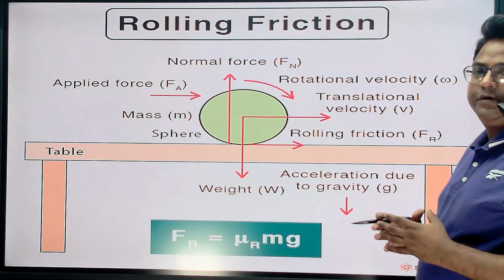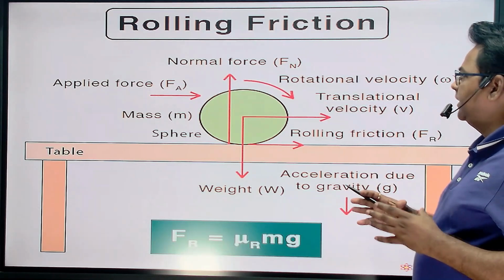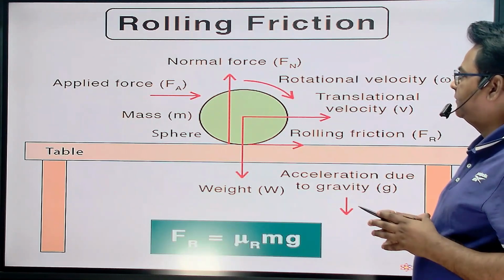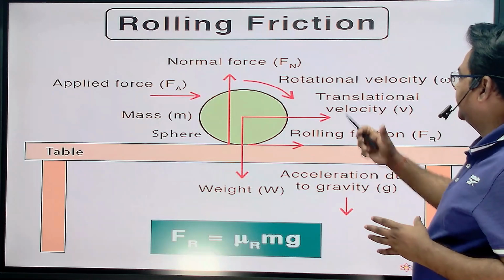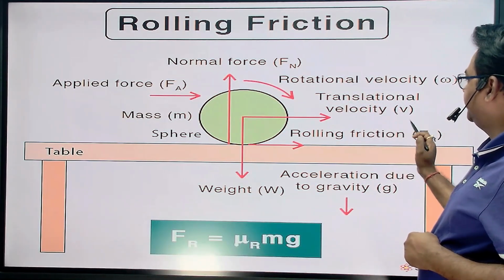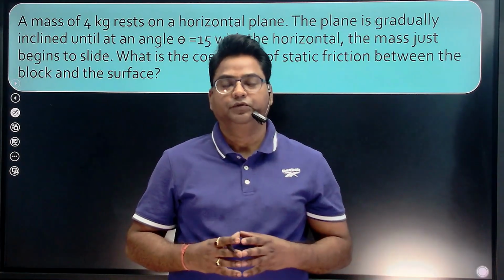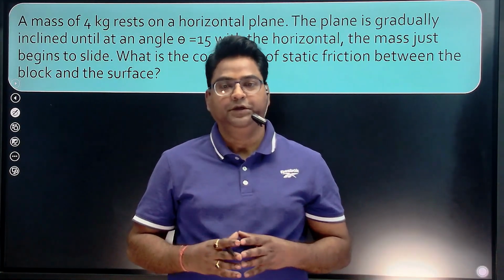Now we are talking about rolling friction. So here everything is the same as static and dynamic friction, except it has rotational velocity omega and translational velocity v, because it will move, roll. Now we are going to solve one numerical from NCERT.